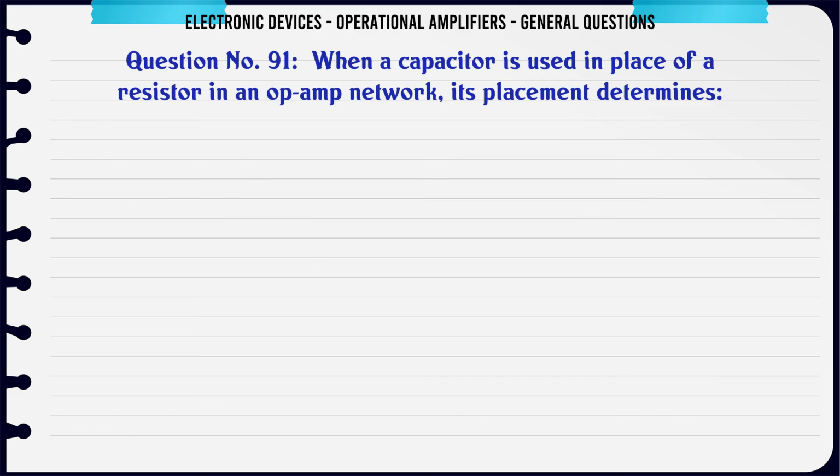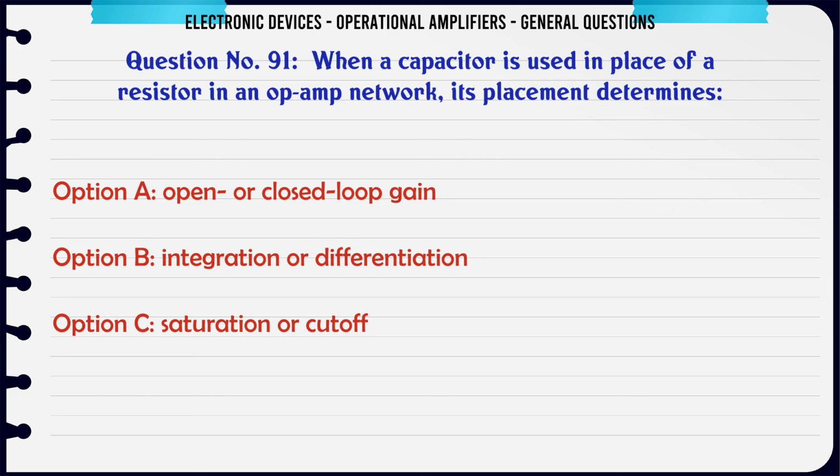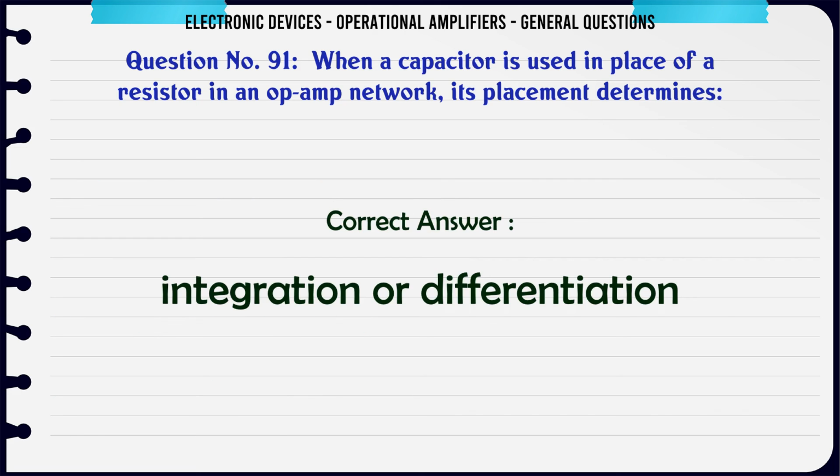When a capacitor is used in place of a resistor in an op-amp network, its placement determines A. Open or closed loop gain, B. Integration or differentiation, C. Saturation or cutoff, D. Addition or subtraction. The correct answer is integration or differentiation.